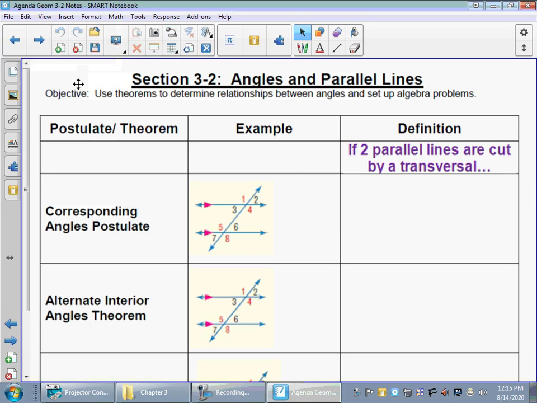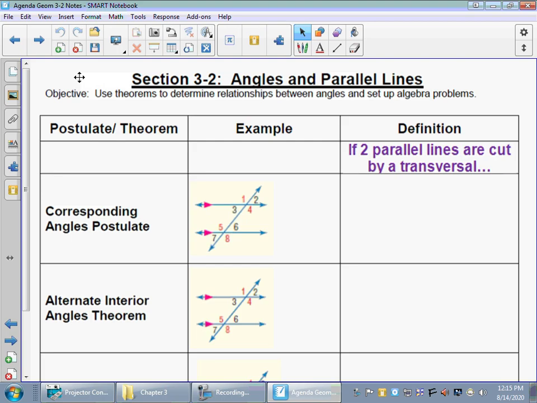This is section 3.2, talking angles and parallel lines. The objective in this section is to use theorems to determine relationships between angles and then also use them to set up algebra problems. The big difference between this section and section 3.1 is that now we're going to be talking about parallel lines cut by a transversal.